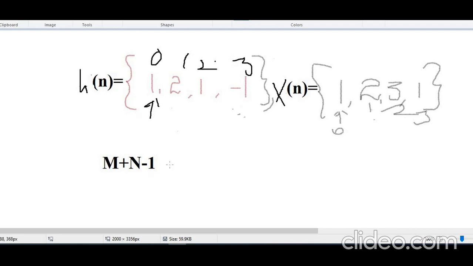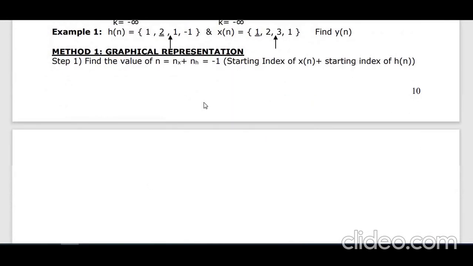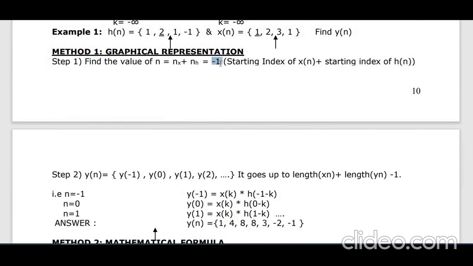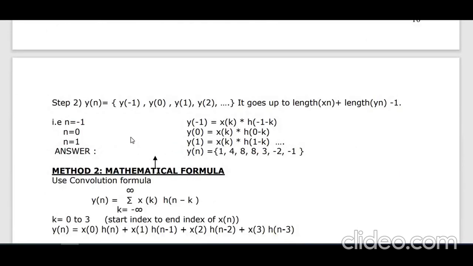What is the m value I can write here? If I want to write this value in terms of m, I'll write starting from 0 for m, plus n is also starting from 0, and that is -1. So what will the answer be? This answer would be -1. So it starts from -1. That's the reason, as you can see, the graph starts from -1. Clear? Similarly, now the second step is to find y of n. To get y of n, this is -1, and so on till whatever values we have.